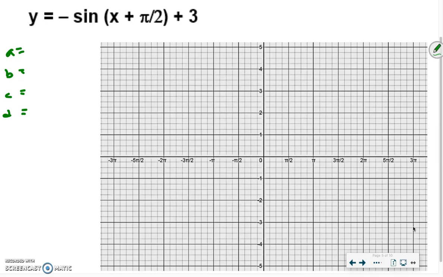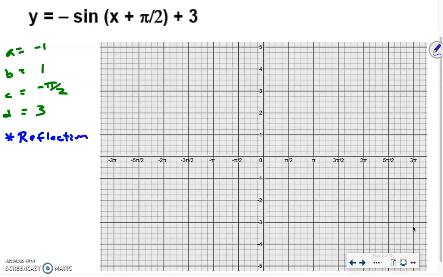What is A in this problem? Negative 1. What is B? 1. What is C? Negative pi over 2. And what is D? 3. Perfect. All right. So I'm noticing A is negative. What does that mean for us? Reflection. Yeah, that's going to be reflected.